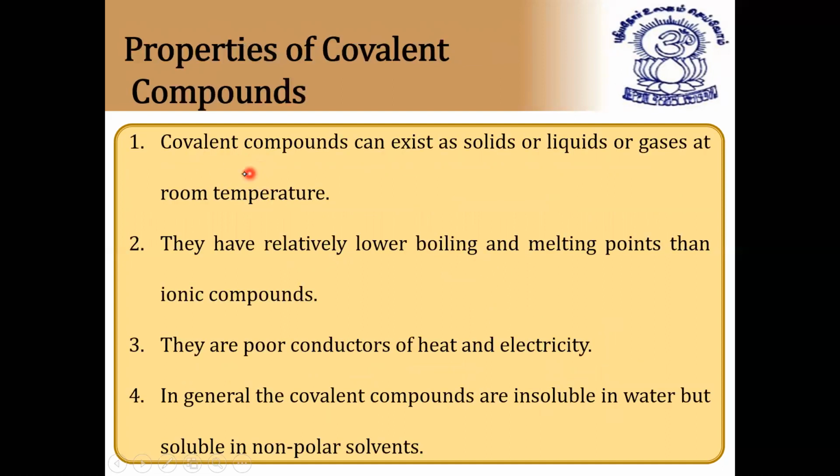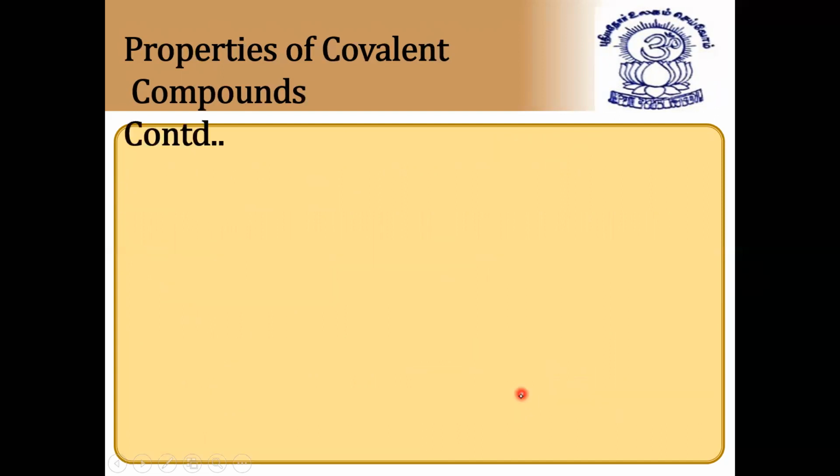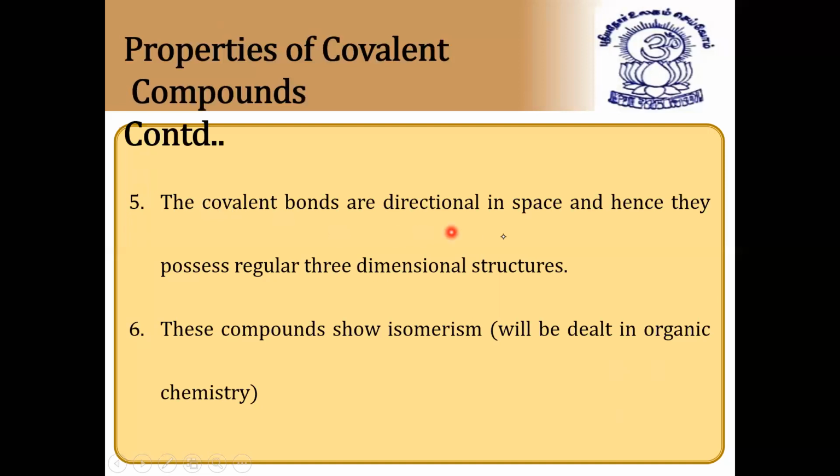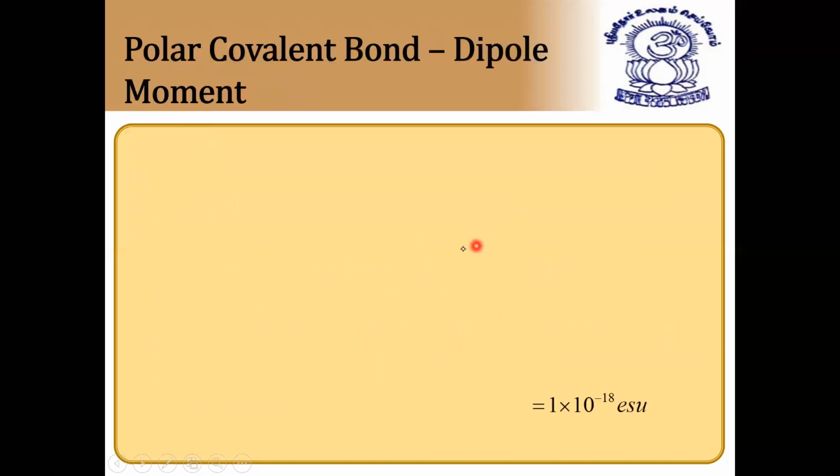Now we'll discuss the properties of covalent compounds. Covalent compounds can exist as solids, liquids or gases at room temperature. They have relatively lower boiling points than ionic compounds. They are poor conductors of heat and electricity. In general, covalent compounds are insoluble in water but soluble in non-polar solvents. The covalent bonds are directional in space, hence they possess regular three-dimensional structures. These compounds show isomerism, which we'll discuss in organic chemistry. Already we discussed the directional nature, so I'm not discussing more.